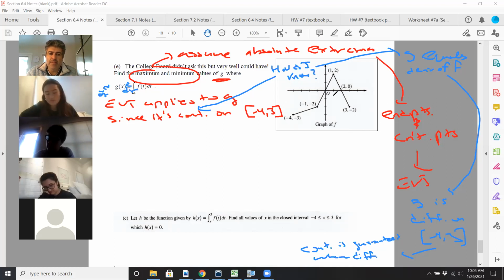And if you look at F itself, obviously that is continuous. But the real reason why is because you can take the derivative of G, and G is differentiable. If something's differentiable, it's going to be continuous. So we're fine.